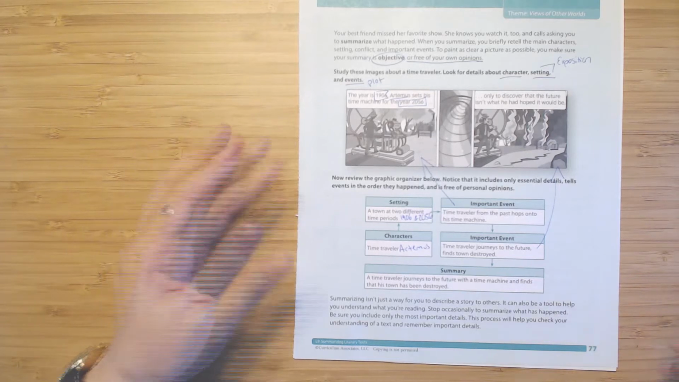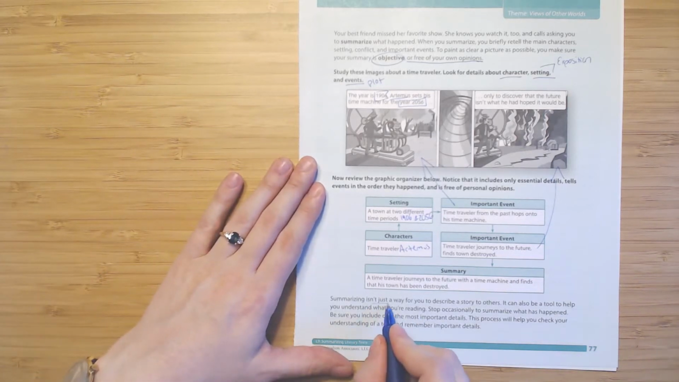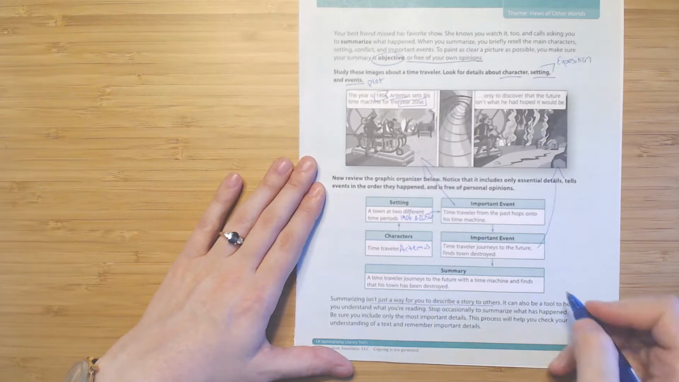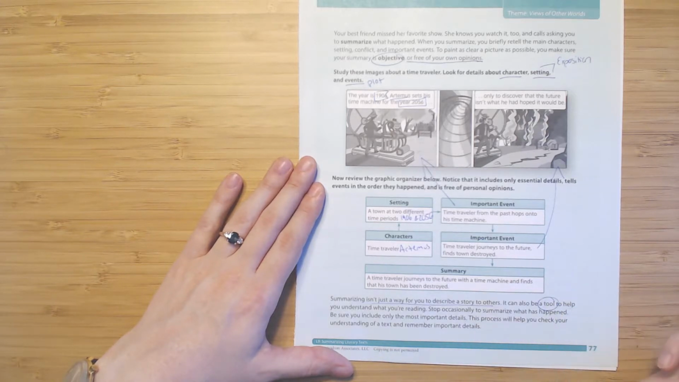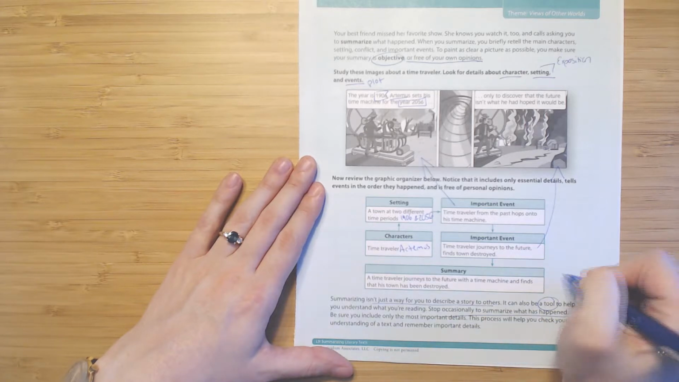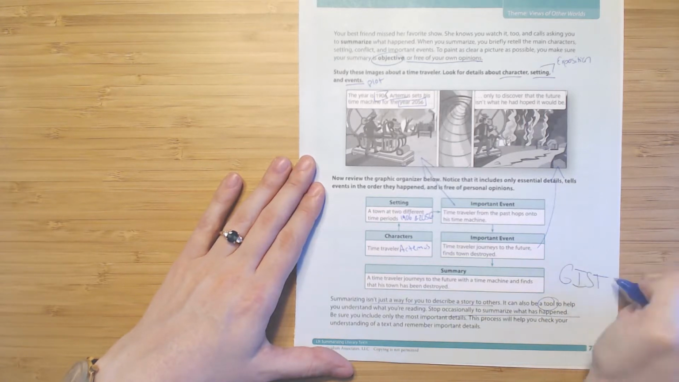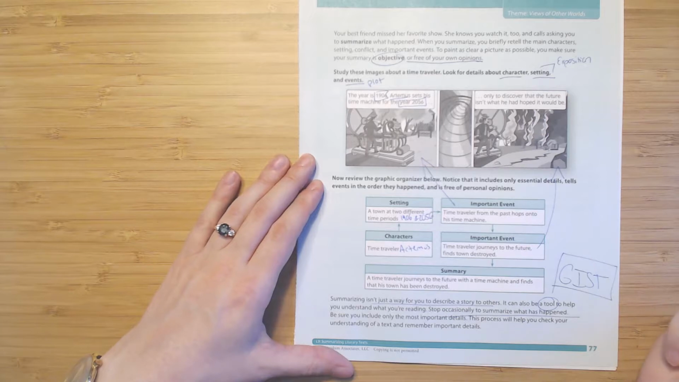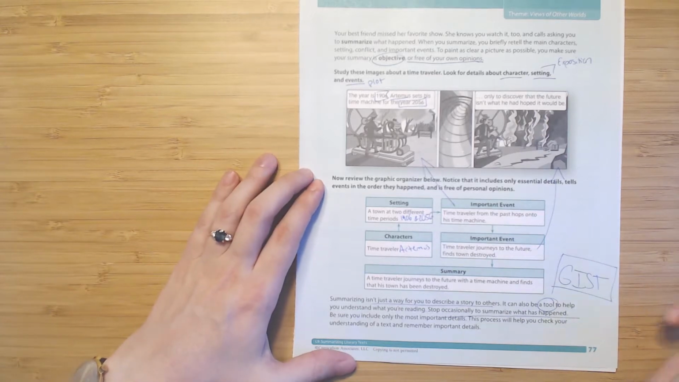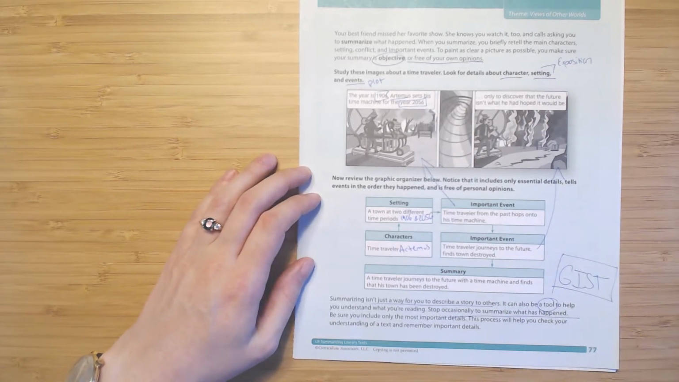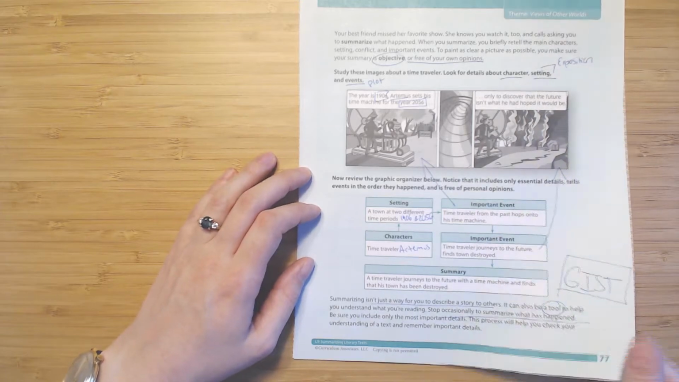And at the bottom, what they think is a great tip is something you guys have been doing since 6th grade. It says it's not just a way for you to describe a story to others. It can be a tool to help you understand what you're reading. Stop occasionally to summarize what has happened. AKA gist. We've been doing that since forever. It's a totally valid strategy. There's your proof. Moving on.